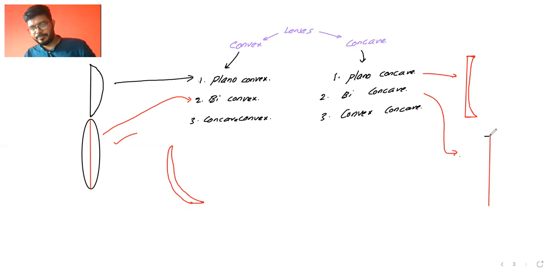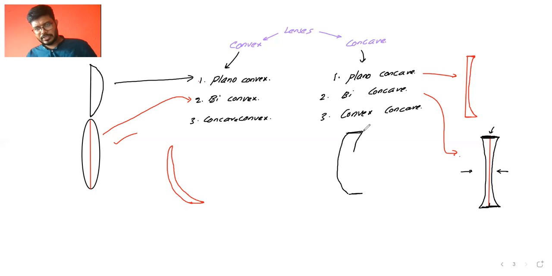Just for your understanding, I'm trying like this. It has a bulge at the edges and is thin at the center. You can see that it is thin at the center, but still these are concave on both ends. It is your biconcave. Then convex to concave: one side will be concave and the other side will be convex, like this. Just understand it. You won't get any questions on this. Just for your info only.